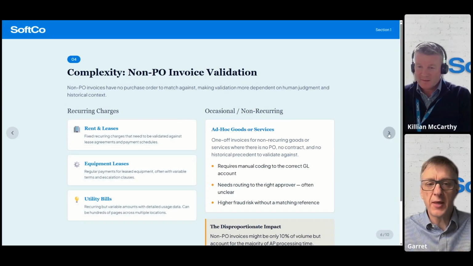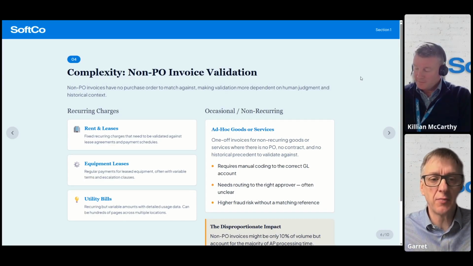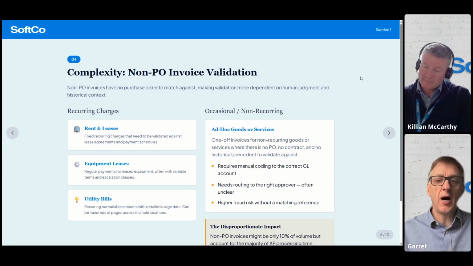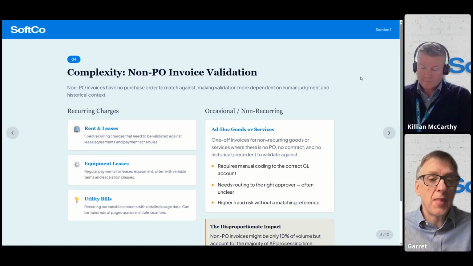Okay, I think looking at the non-PO side, I don't want to necessarily go into all the detail in terms of the problems, because I think we'll probably address some of them. But there are a lot of invoices that we see our customers or prospective customers looking to process that don't have a PO. The PO doesn't fit naturally. Yeah. It's categorizing them and the challenges that typically come with them as well.